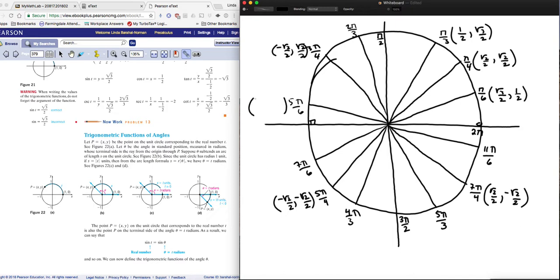All right, but I'm in the second quadrant, so that means the x is negative. Oh, that's a 3. All right, over 6. So here's my next 30-degree angle. All right, but down here they're both negative. All right, over 6. So here's my other 30-degree angle. Here the x is positive, the y is negative.